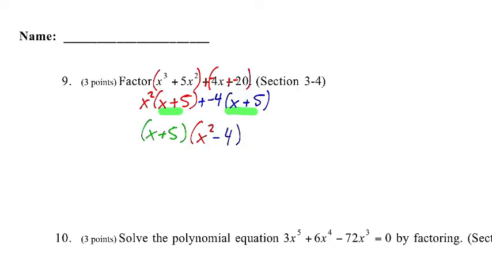Now we can actually go a little further. x + 5, we can't factor that out any further. x^2 - 4, that's a difference of squares. So we can factor that into (x + 2)(x - 2). So now we have it factored out as much as possible.